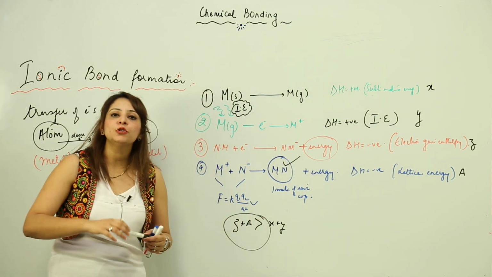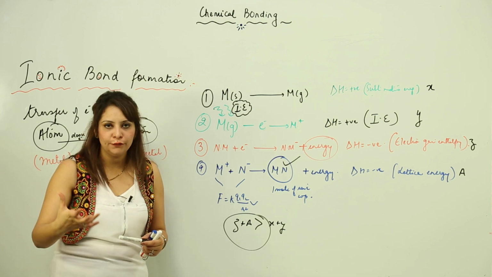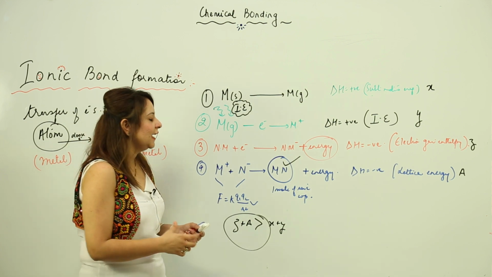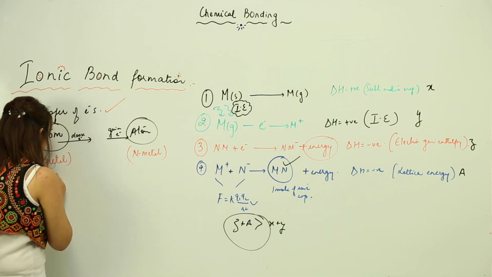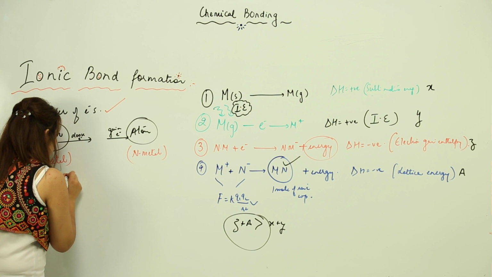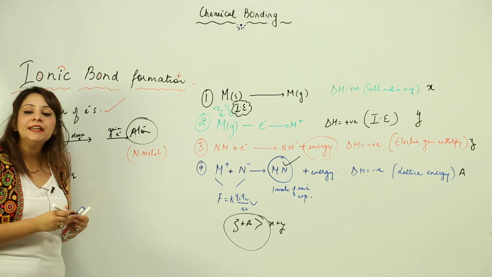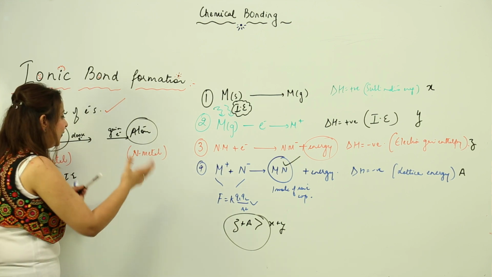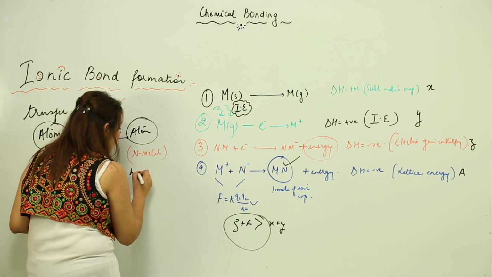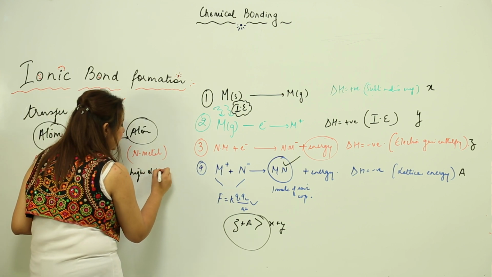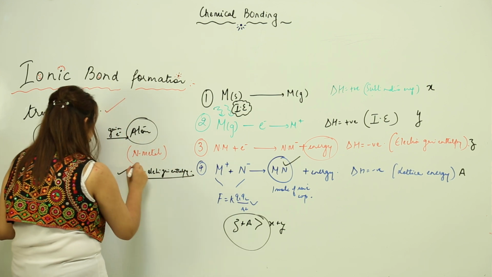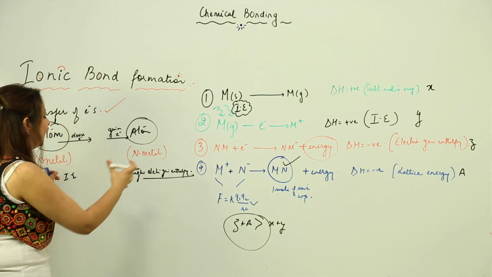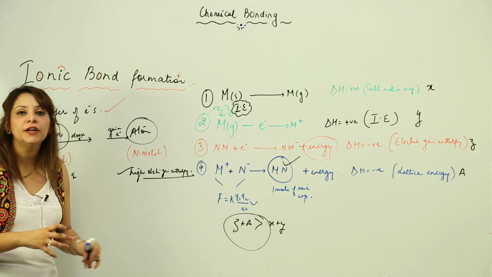If somebody asks you about the factors that influence the formation of an ionic bond, you are going to say that we need a metal which has low ionization energy, meaning it can give up the electron easily. And we need a non-metal which has high electron gain enthalpy, which means it is going to release more energy. Likewise, when they combine with each other, they should have more attraction.